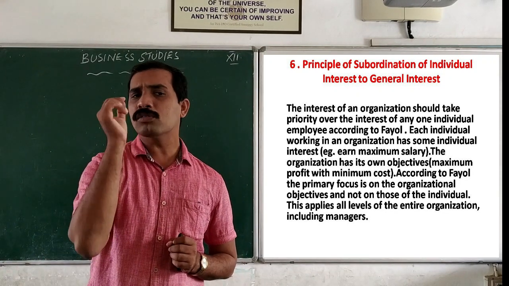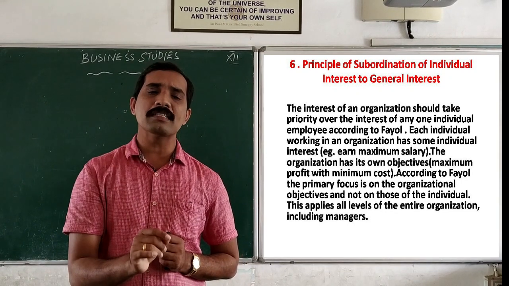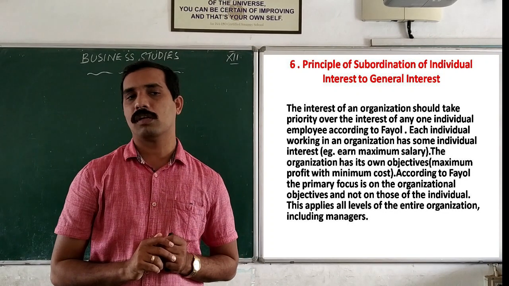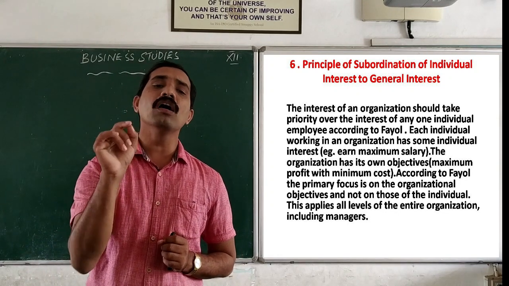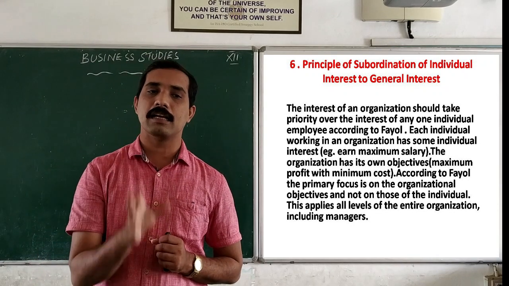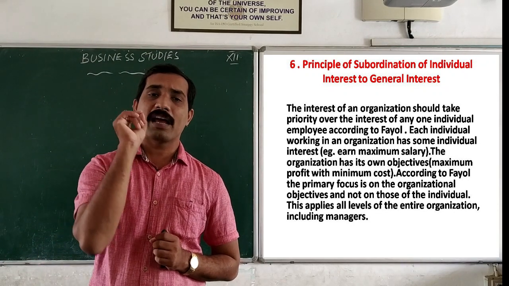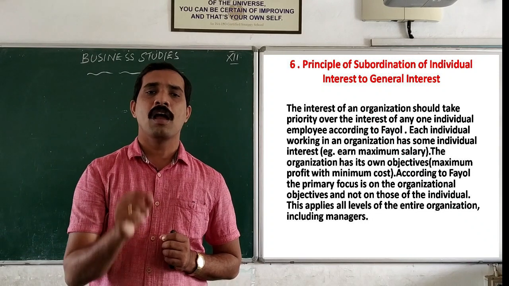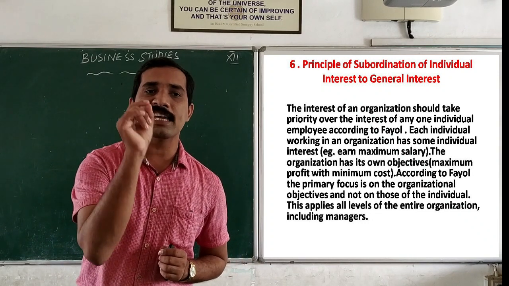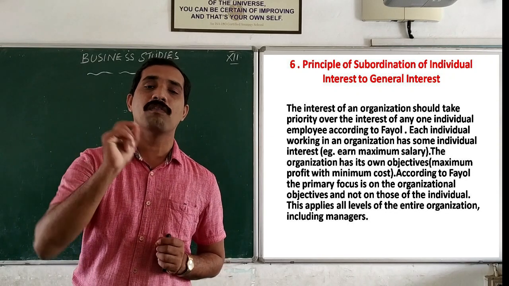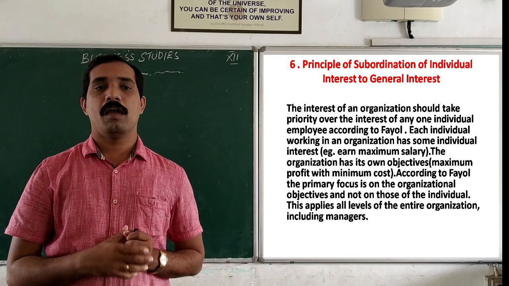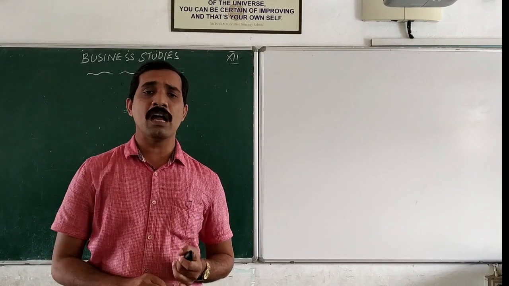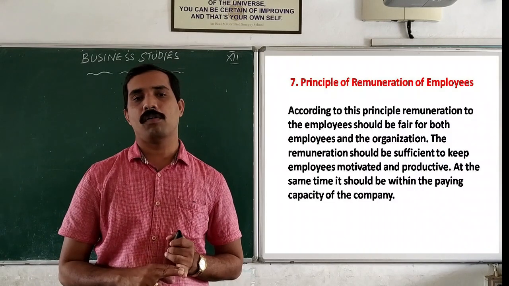Okay. So, according to Henry Fayol, the primary focus is on the organizational objectives and not on those of the individual. This applies to all levels of the entire organization, including managers. That is subordination of individual interest to general interest. The principle says that organizational interest should take priority over the interest of any one individual employee.